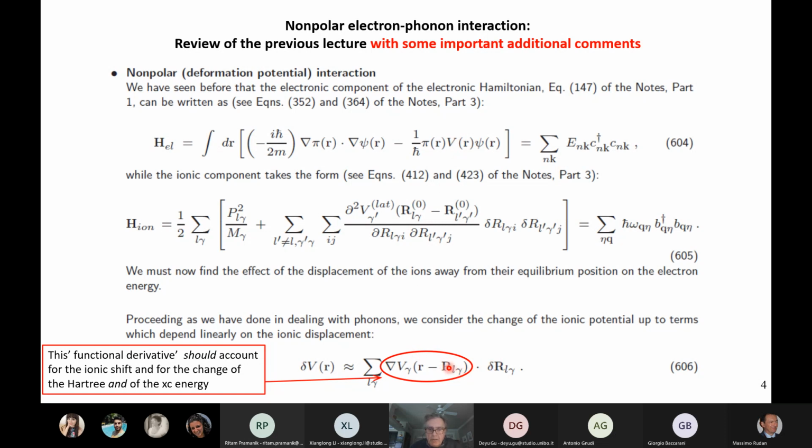And here you may interpret this big R, which is the position of the ion in cell L and ion gamma. Again, gamma runs only over the number of atoms that we have in a unit cell. You may add a little zero here, saying this is the equilibrium position. We calculate the change of the potential of the system caused by the presence of a phonon that displaces each ion by this quantity. We express these derivatives at equilibrium, and then we multiply by the displacement which is caused by a phonon. In principle, this may be viewed as a functional derivative.